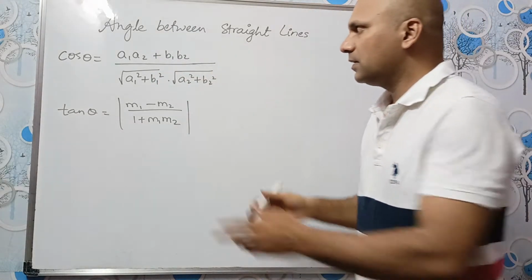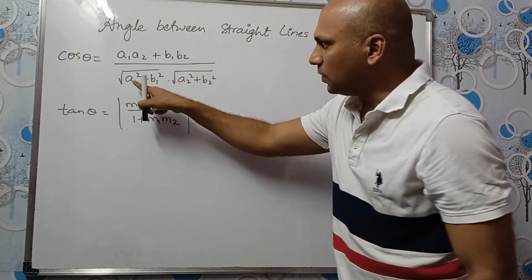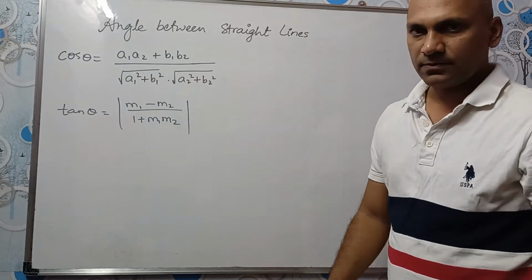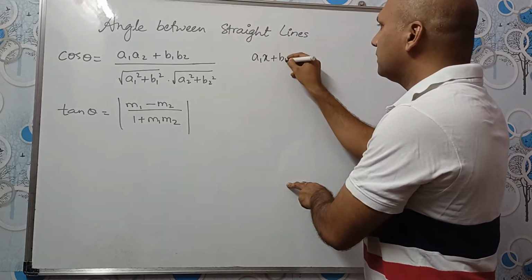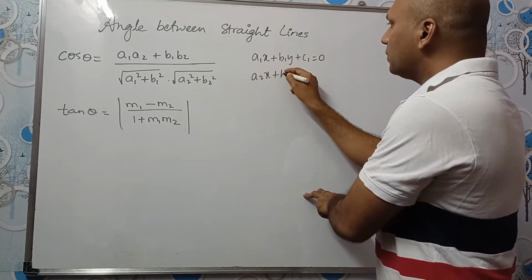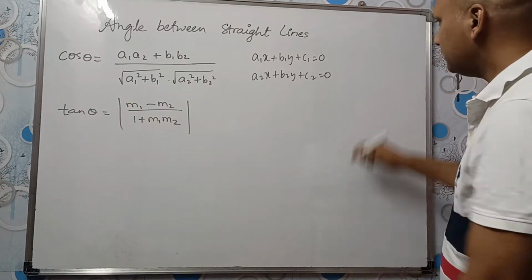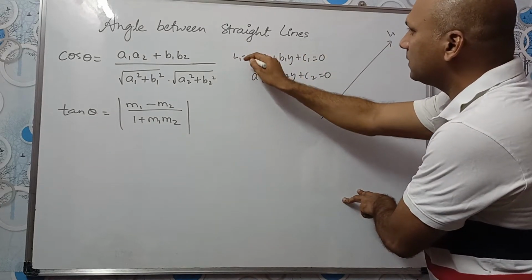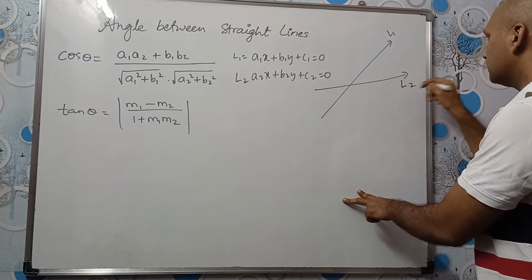We have two formulas. Cos theta is equal to a₁a₂ plus b₁b₂ divided by root a₁² plus b₁² multiplied by root a₂² plus b₂². Okay, see, if we have two lines, let us say this is one line and a₂x plus b₂y plus c₂ is equal to 0. This is the second line. Let this be first line L1, and this is L2.